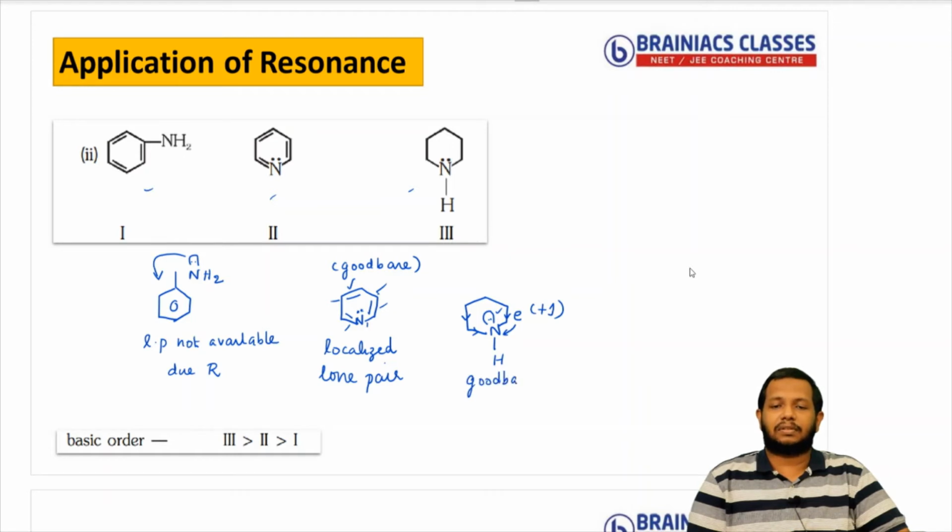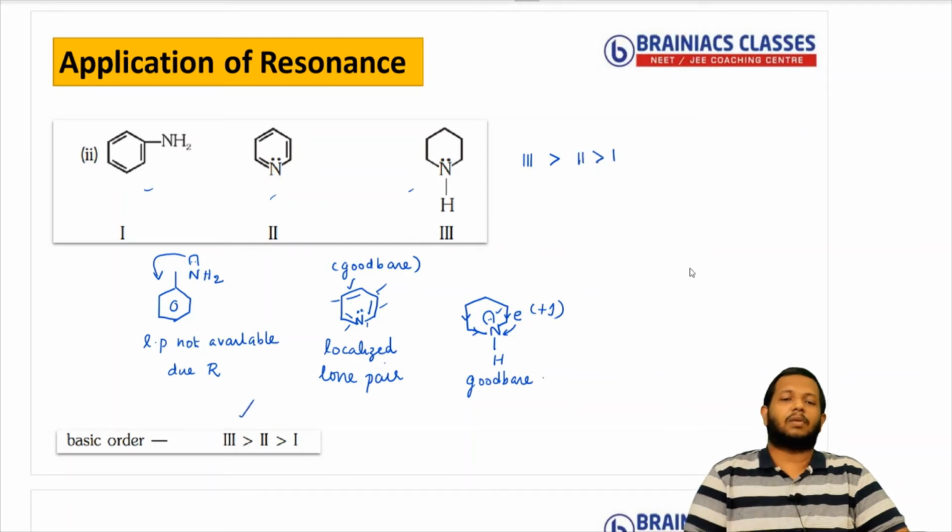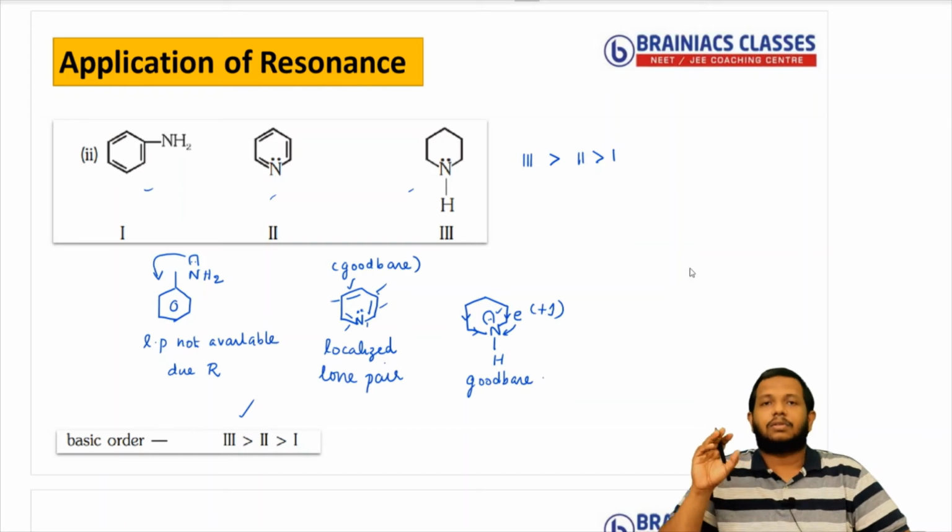Good base. So among the three, which should be the strongest base? I can say the third one. First the third one comes, then who will come? The second one, and only then the first one. You can see the same answer down there. Understood? So the concept is very simple.